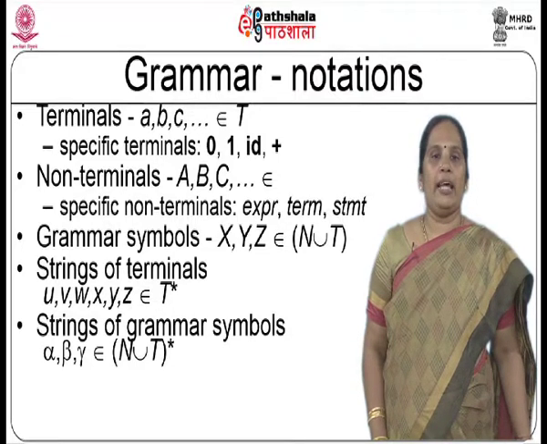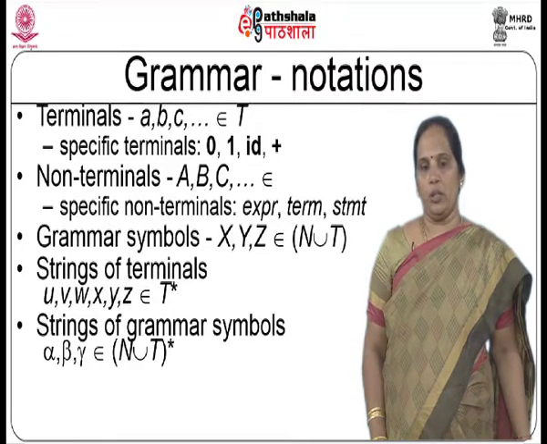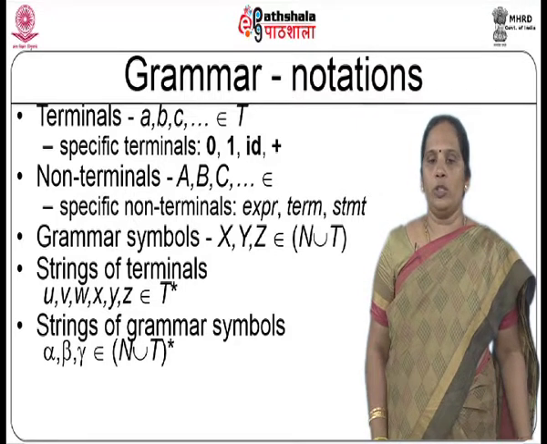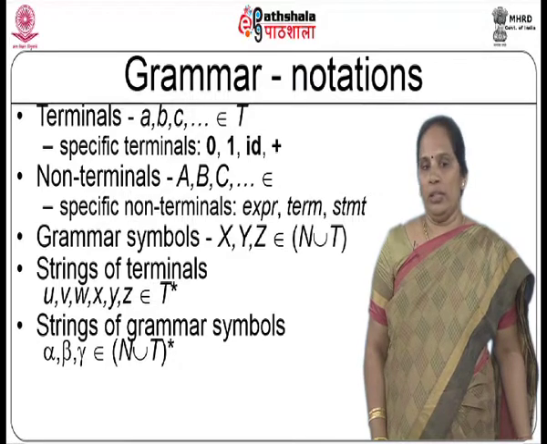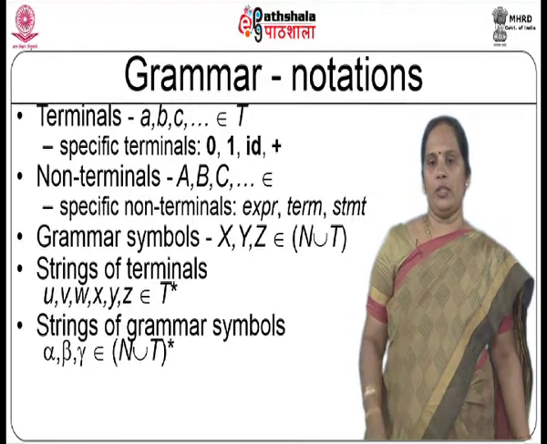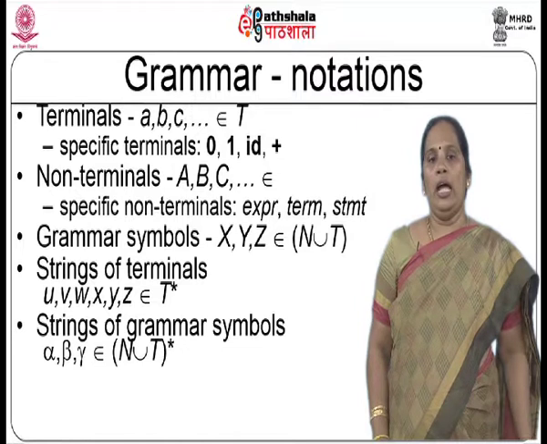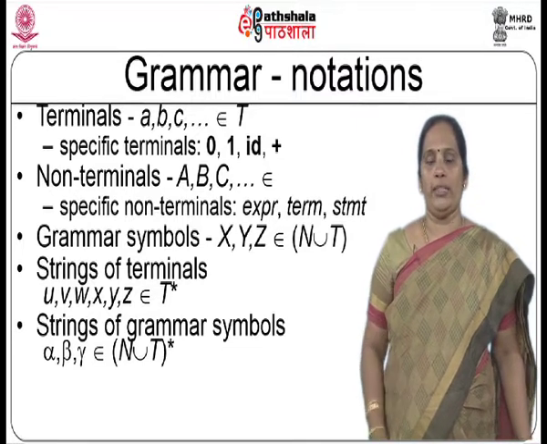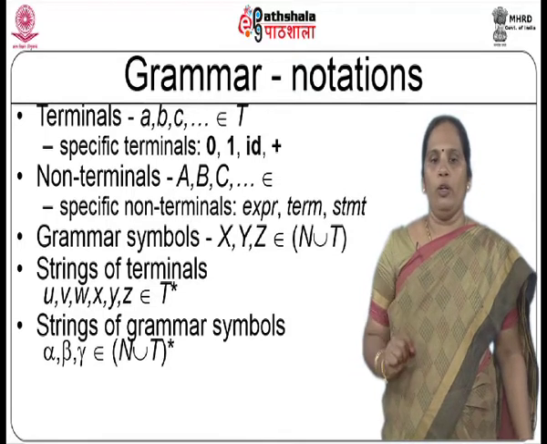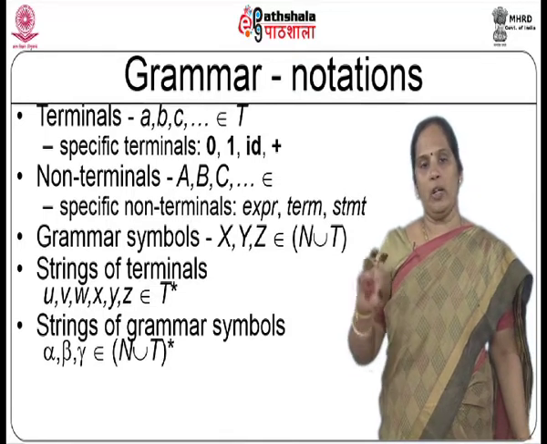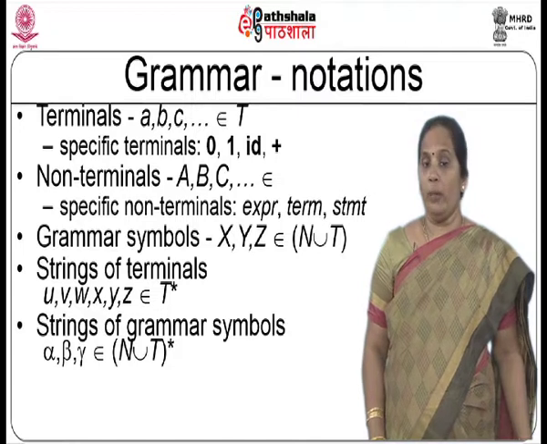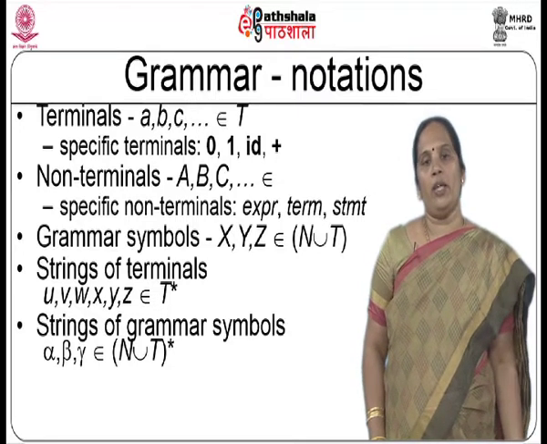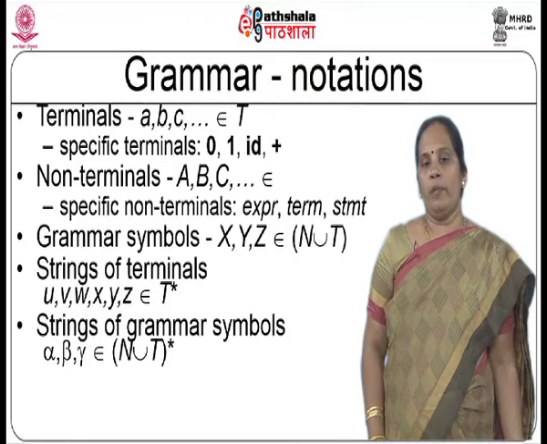Here I just gave an example statement, STMT is also a non-terminal. Grammar symbols X, Y, Z belong to variables union terminals. So generally if I say symbol, it consists of variables and terminals together. And strings of terminals, if I have a string U, V, W, X, Y, Z, will belong to T star. T star means a combination of the terminals. And strings of grammar symbols, which are a combination of terminals and non-terminals, are denoted by the Greek symbols alpha, beta, gamma, etc.